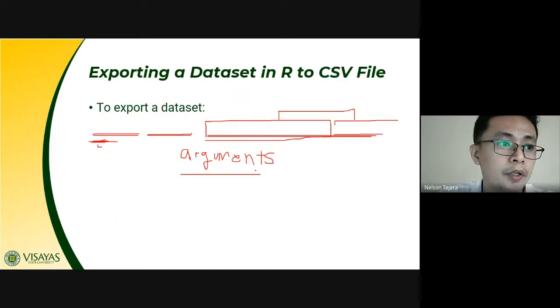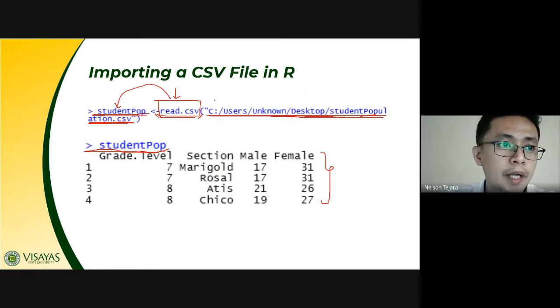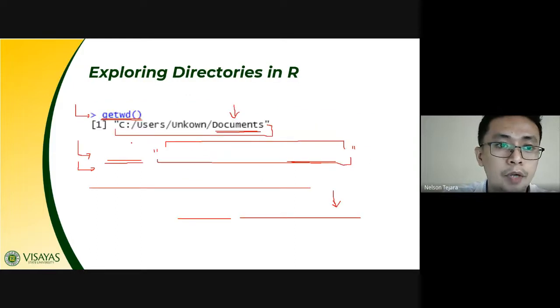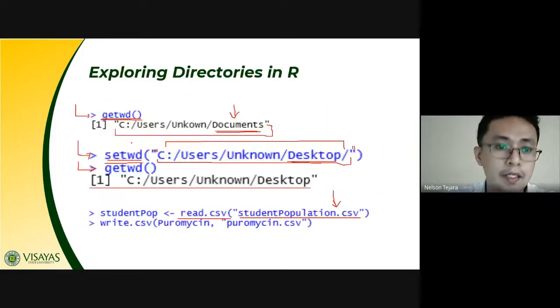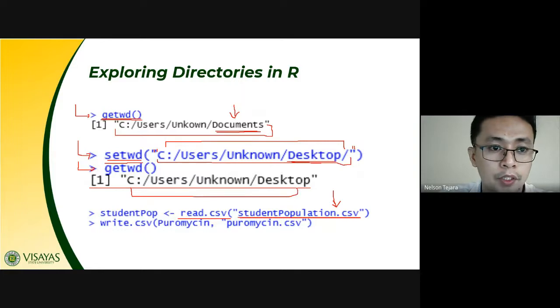Right? In our previous example, we supplied the actual file location, from the hard disk going to the file name. But if you have your CSV file stored in your working directory, you can just directly type the file name. So for example, since we are now on the desktop folder, I can just say here student population.csv. There's no need to specify this actual location because this is my current working directory.